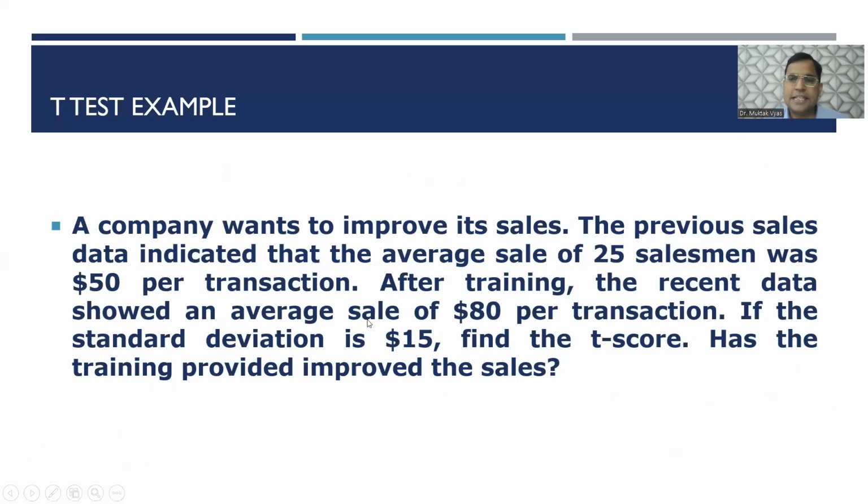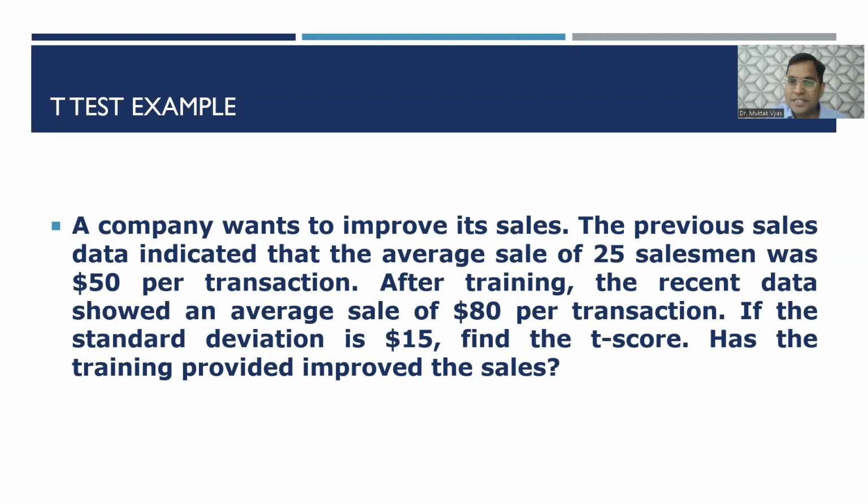Now, t-test example. A company wants to improve its sales. The previous sales data indicated that average sale of 25 salesmen was $50 per transaction. After training, the recent data showed an average sale of $80 per transaction. If the standard deviation is $15, find the T score. Has the training provided improved the sale? So you can see the sample size is below 30. It is only 25. Now you have to tell whether the training has improved the sales or not.